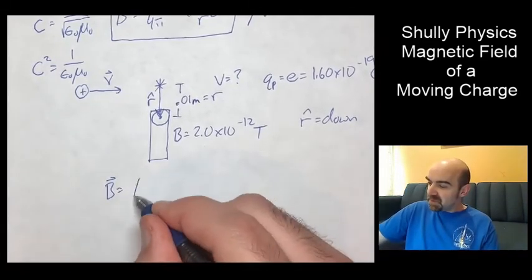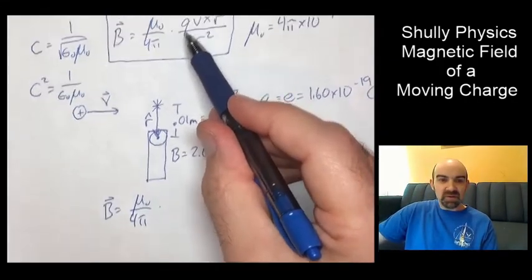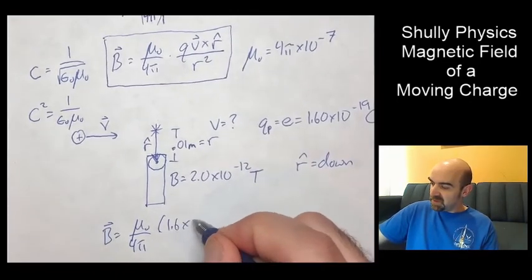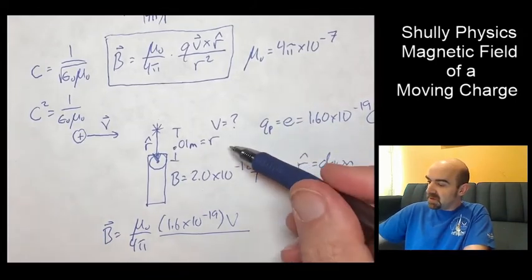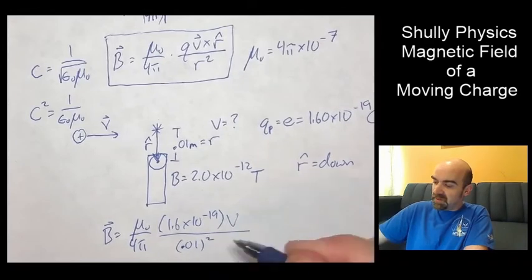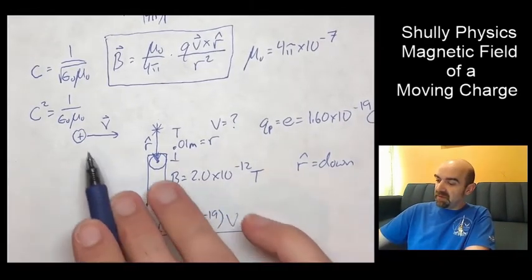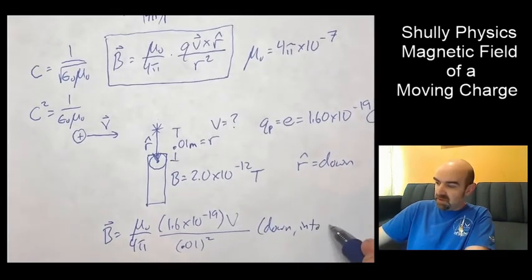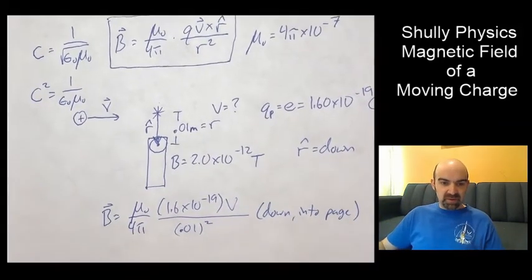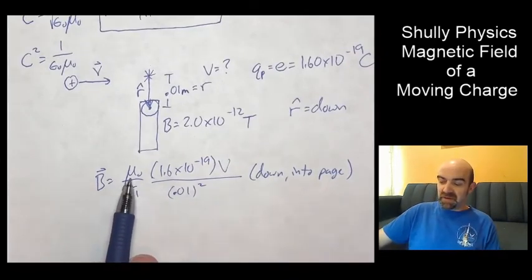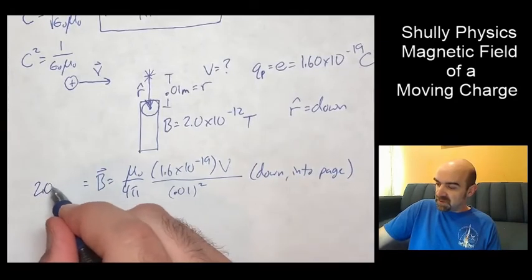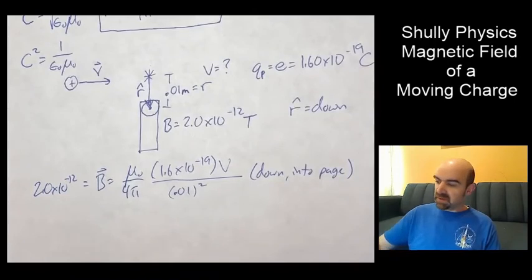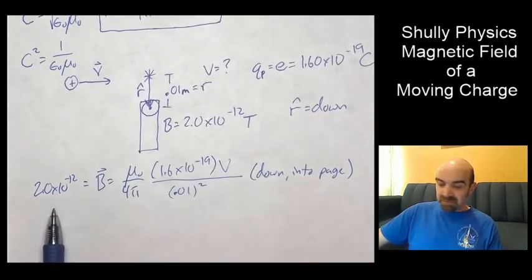So coming back to it, we're going to have mu naught over 4 pi times QV cross R. So we're going to have 1.6 times 10 to the negative 19 times the velocity V divided by R squared. And our R is 0.01. Square that. Now, since this is a vector, we're going to have this into the page. We're going to remember that bit. So finally, plugging in the value of 4 pi times 10 to the negative 7 and multiplying by these characters, we need to set that equal to the magnetic field, which is measured here, 2 times 10 to the negative 12. And that would be Weber's. I'm sorry, not Weber's. Weber's is flux. Tesla's. 2 times 10 to the negative 12 Tesla's.